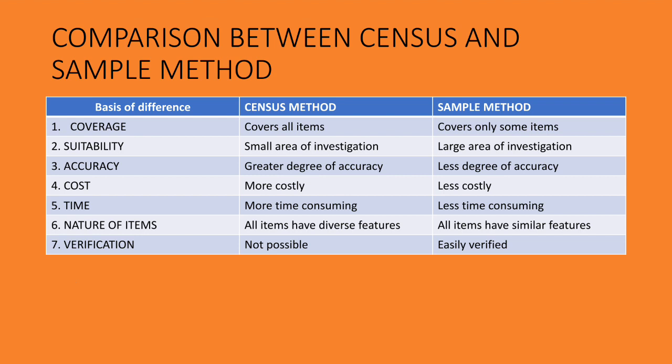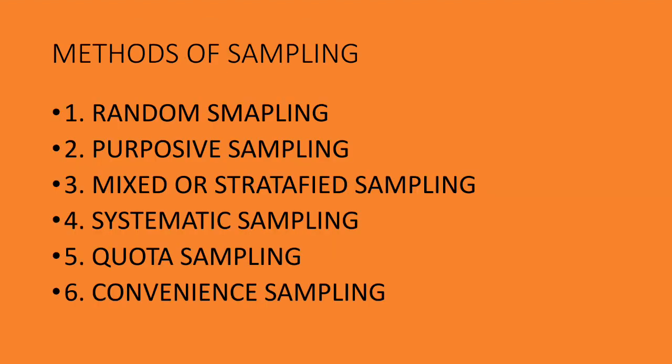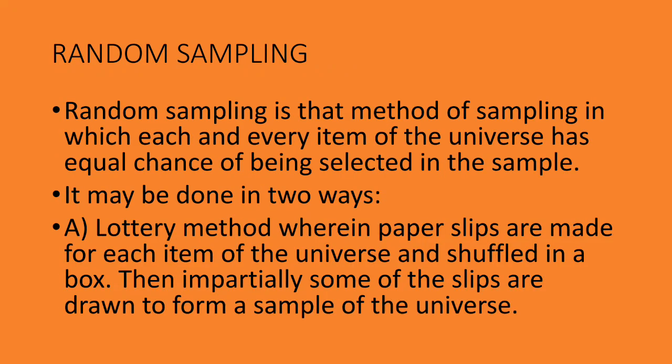Under census method verification is not at all possible, but under sample method verification is possible. Under sampling, we use various methods like random sampling, purposive sampling, mixed or stratified sampling, systematic sampling, quota sampling, and convenience sampling. We'll discuss these methods one by one. The first is random sampling.